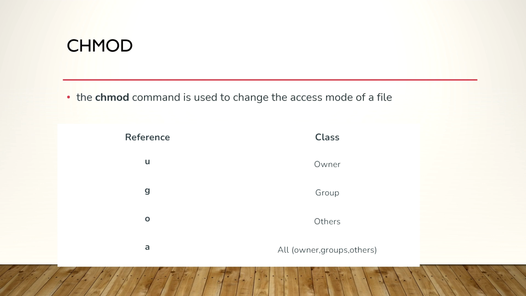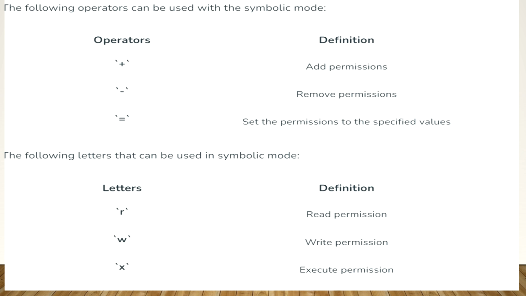So now the next thing is operators. Plus means add permissions, minus means remove permissions, and equals means set the permission to the specified values. You can see that letter-wise, r is read permission, w is write permission, and x is execute permission.